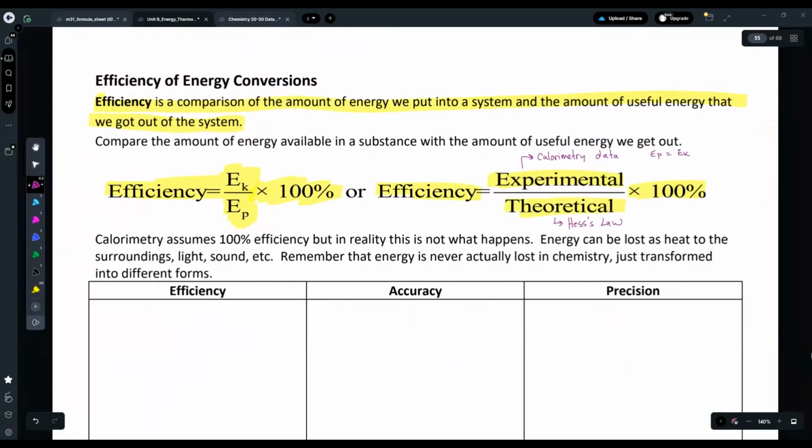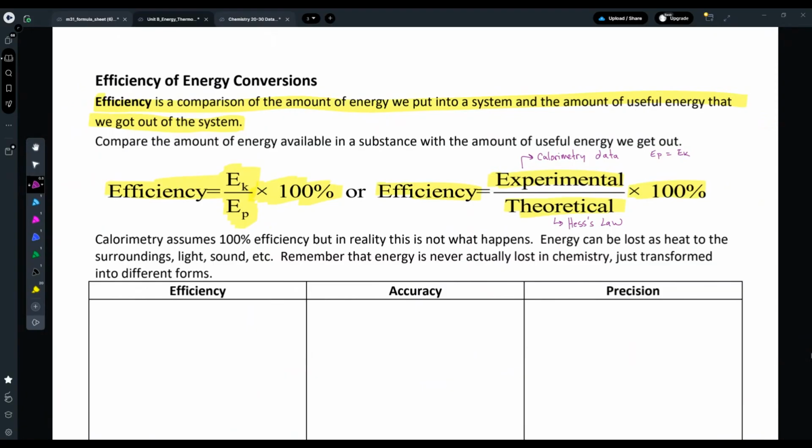So with calorimetry, it assumes 100% efficiency. Okay, so what that means is all of the energy available in a substance gets converted into useful energy in a calorimetry experiment. However, that's not what happens in reality.